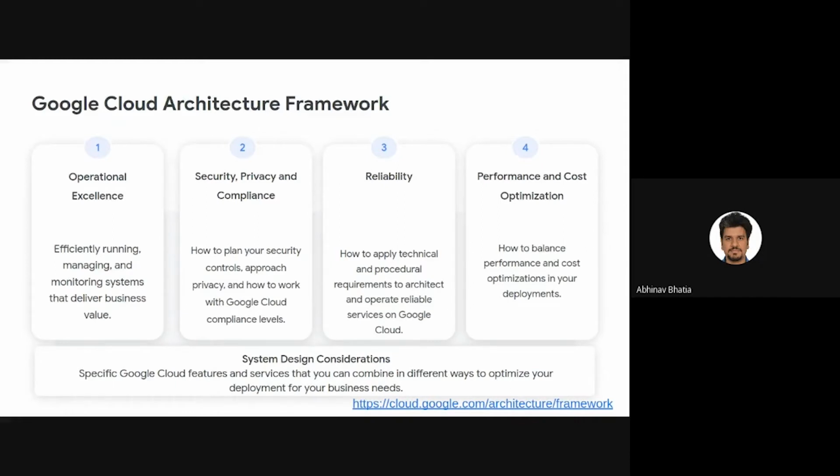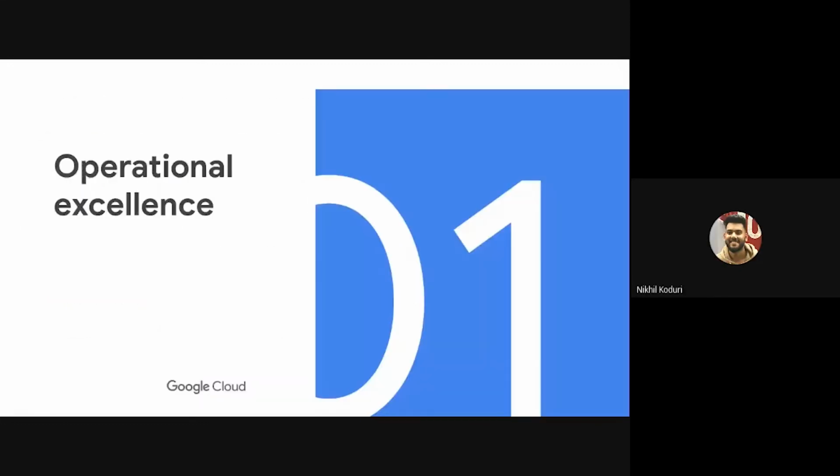So Google Cloud Architecture Framework is a point of view from Google Cloud, which you can read in the white paper, which says what are the best practices, what are the strategies that you should have depending upon the business use case, depending upon the system design that you're considering, and considering these 4 different levers that we have. Over to you, Nikhil.